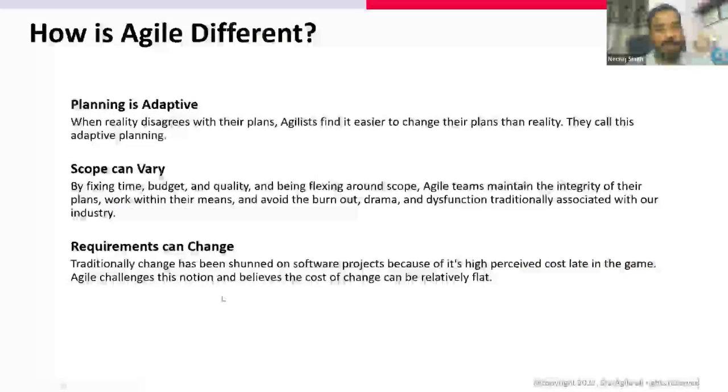Talking about some more things here, planning is adaptive. That simply says that the plan is not something which is rigid. We do not have a very well-detailed plan defined in the beginning that people have to adhere to. It simply means that when reality disagrees with their plans, agilists find it easier to change their plans than reality. They call this adaptive planning, which simply means that a plan is of no use if it does not meet the desired expectations.